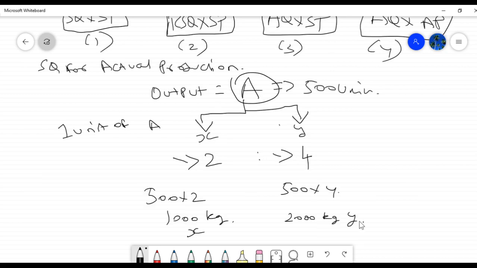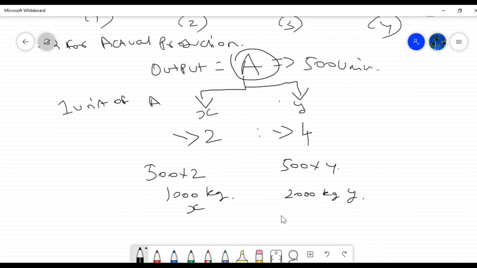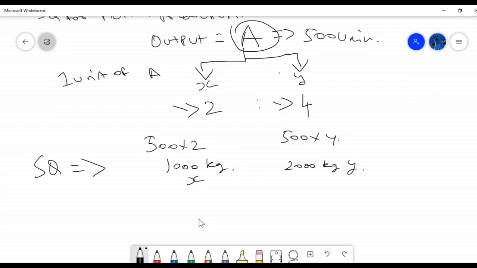This is their standard. This is called standard quantity for actual production. For my actual production, what is the standard raw material I have to maintain? This 1000 kg and 2000 kg I have to maintain to produce 500 units of actual production. So I arrived at my SQ now. This is my SQ.